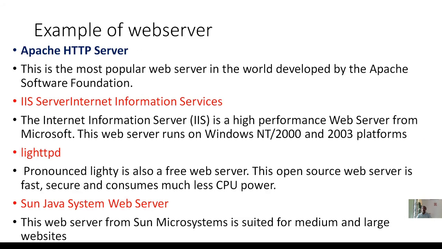A number of web servers are used. The first one, Apache HTTP server, is a web server. Then IIS server is a web server. Lite is a web server. Sun Java System Web is a web server. These are the major different types of web servers commonly used.